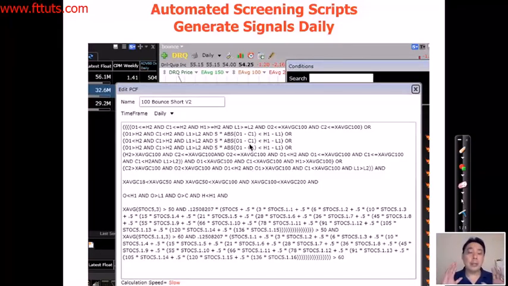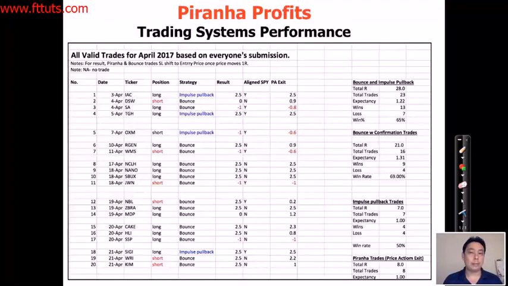So in the program, you'll be given all these scripts. You can download them and upload them into your screener, and it will screen for you within a matter of minutes. Next, trading systems performance.